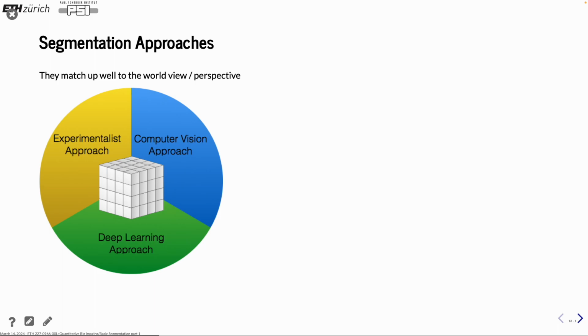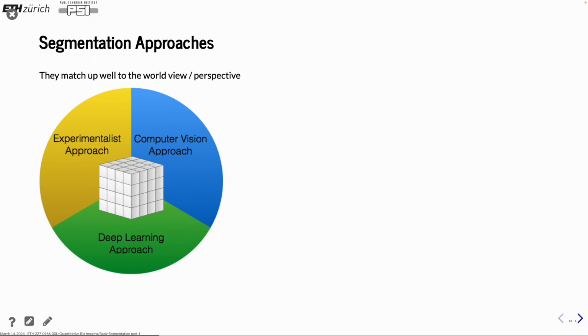Then if you have the computer vision approach, then you have a big bag of algorithms and techniques, and you start by applying these and see what you can get out of the image. In the end, you still need to talk probably to the experimentalist or an expert to really get out the information, but the approach is more that you are looking to your bag of tools and apply them to the data.